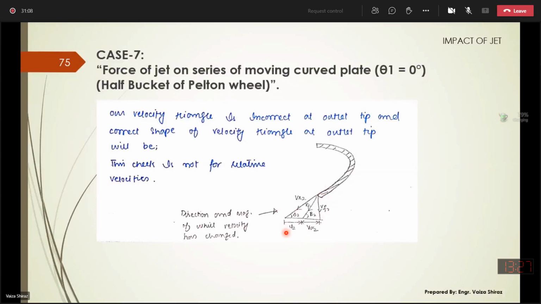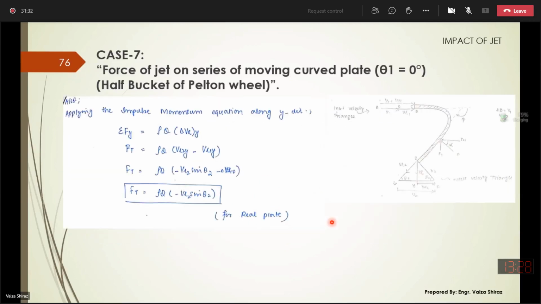ठीक है, तो जो भी आपकी न्यूमेरिकल वैल्यूज आपको सजेस्ट कर रही हैं उसके अकॉर्डिंगली आपकी ये वाली फिगर एप्लीकेबल है। In your case, if VR2 cos of theta 2 is not less than U, so आप फिगर को मॉडिफाई करेंगे अकॉर्डिंगली and it justifies your numerical value. So this check is not for the relative velocity case, it is only for the VW case. So that was regarding the Fn.